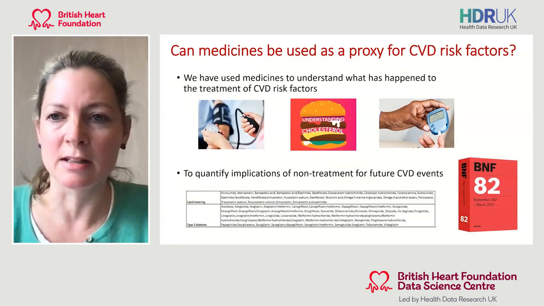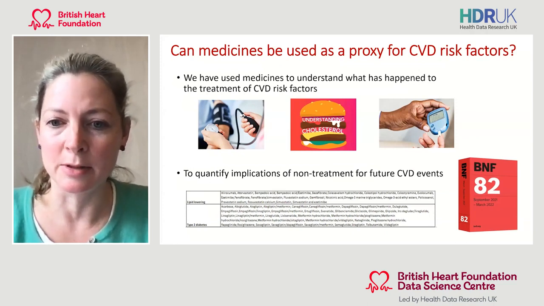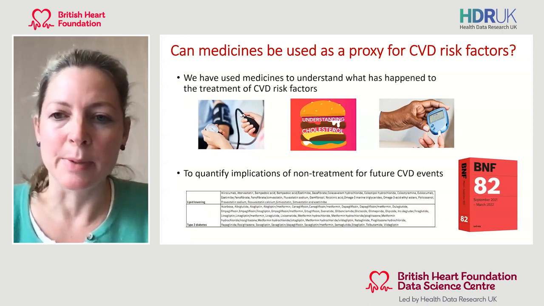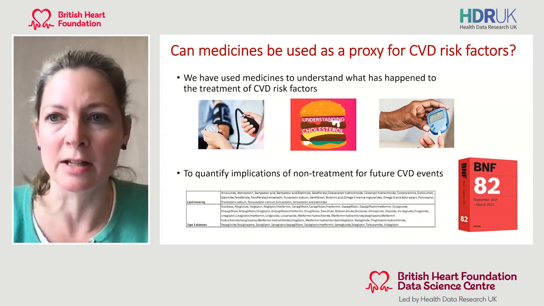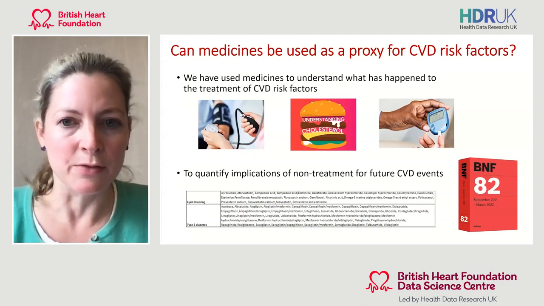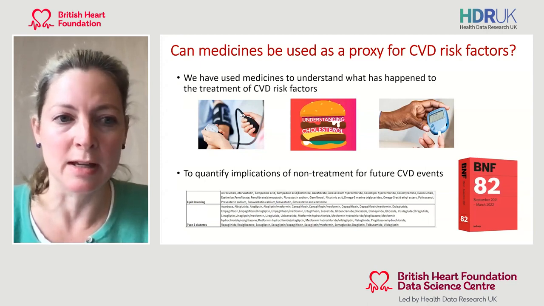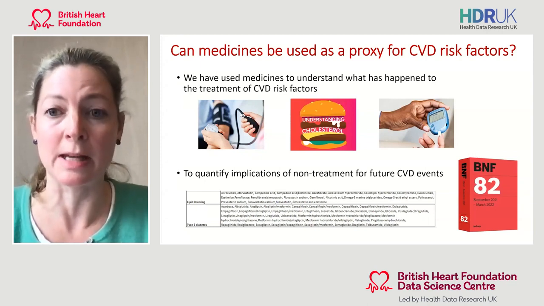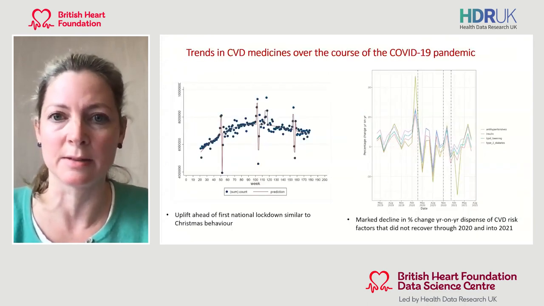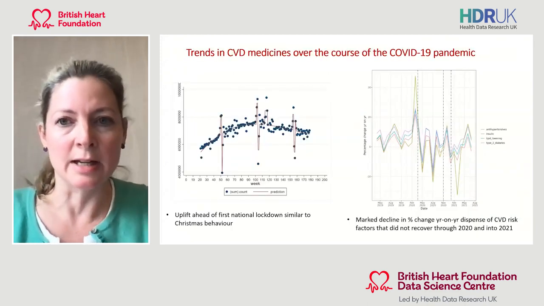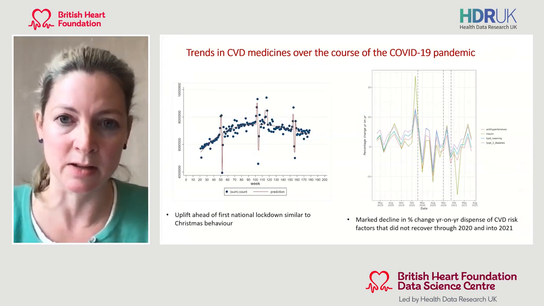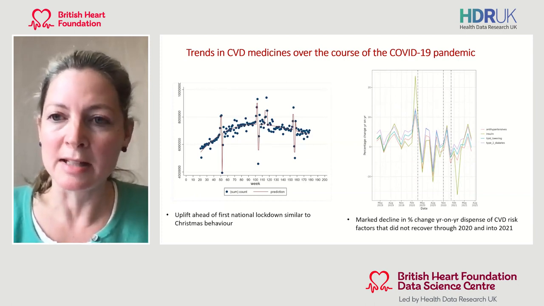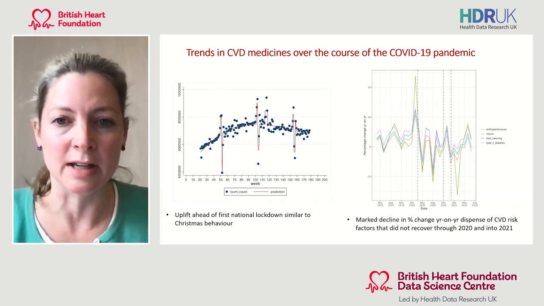So we use medicines as a proxy for cardiovascular disease risk factors such as blood pressure, lipids, and type 2 diabetes. And we did this by categorizing each cardiovascular drug substance according to its primary cardiovascular risk factor of use. And after that, we were able to quantify the implications of non-treatment with the medications for future cardiovascular disease events. So this enabled us to analyse trends both in the overall pattern of cardiovascular disease medications, as we see on the left-hand figure, and the patterns by individual cardiovascular disease risk factors.